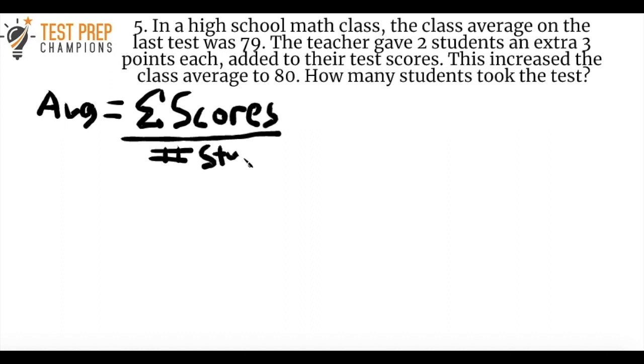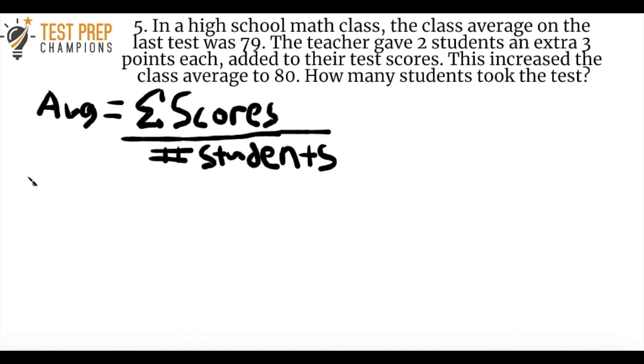So the average is the sum of all of the scores. And again, that's what that little symbol that kind of looks like a capital E means. And so we would take the sum of the scores, divide that by the total number of students. All right, so again, the average is the sum of all the numbers in the data set divided by the total number of numbers in that data set. In this case, the sum of the scores divided by the number of students would be the average, and we're given 2 values for the average.